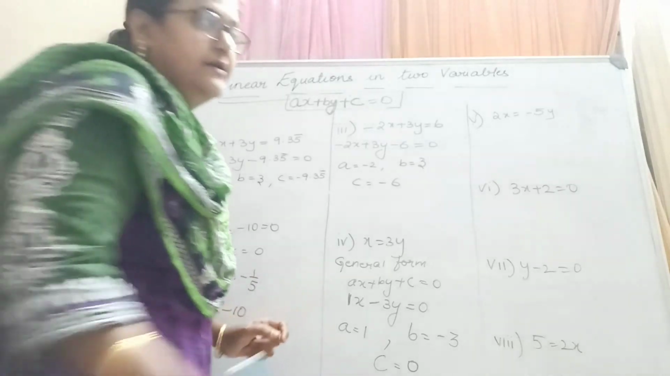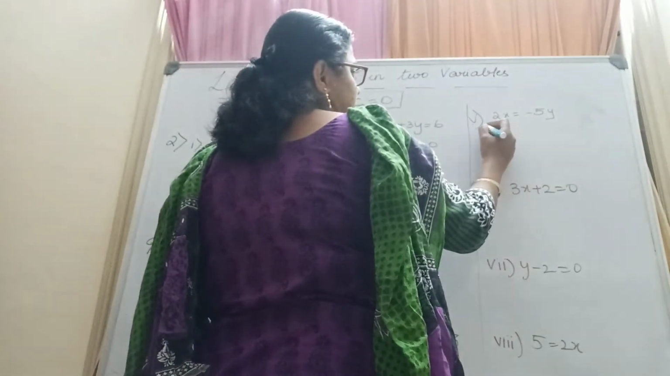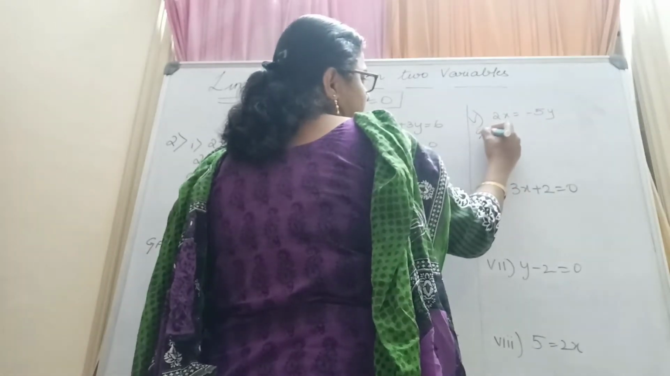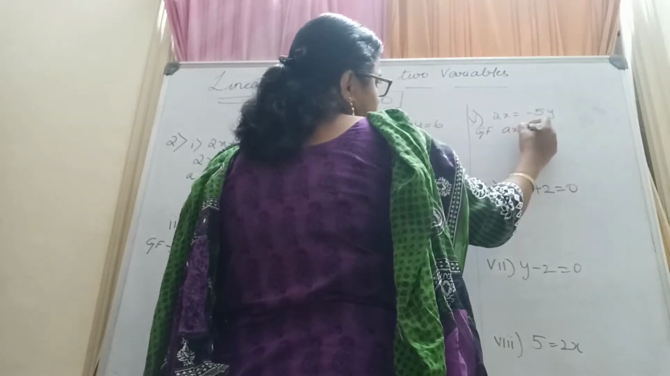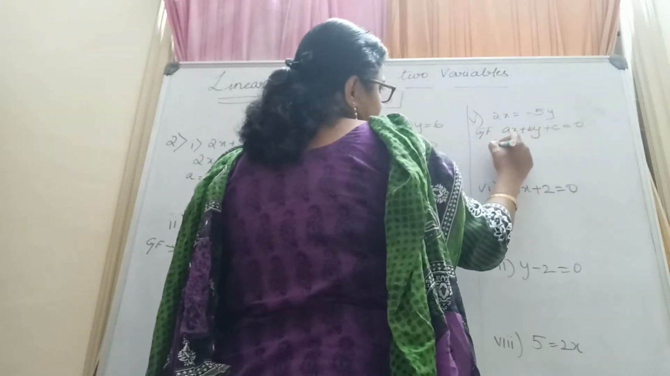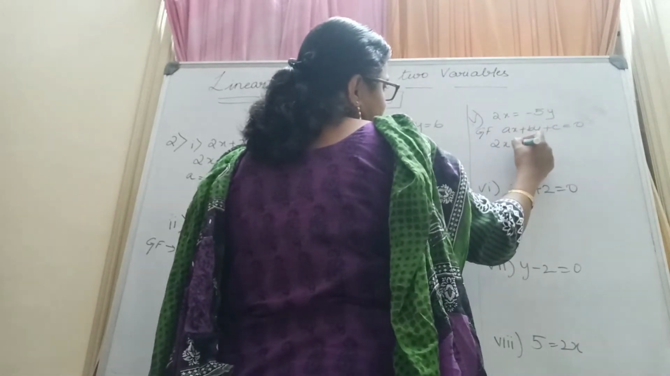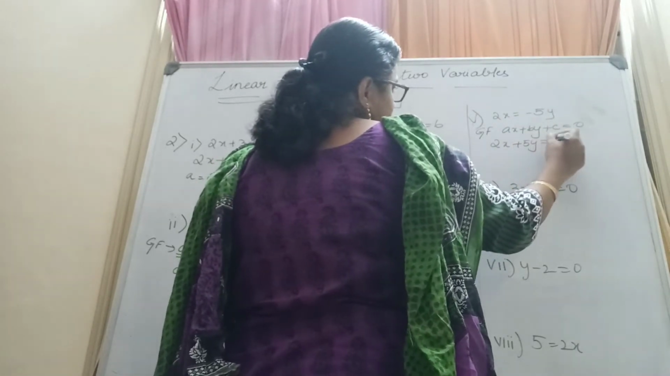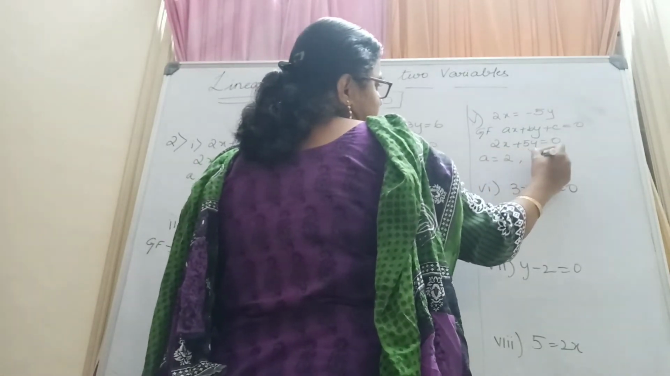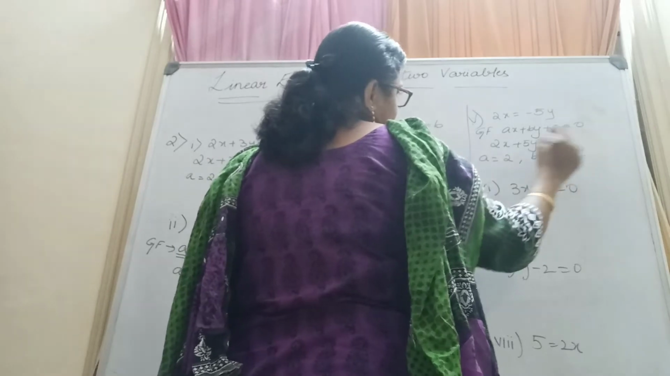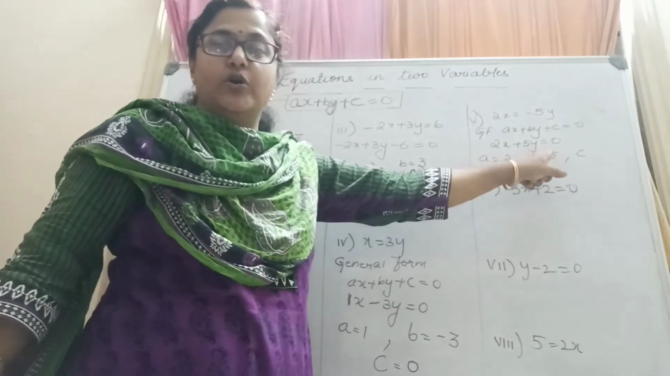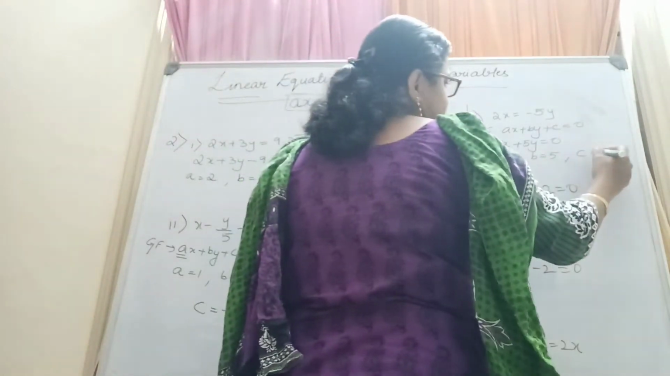Is it clear, children? Now, the same way we will transpose this 5y to this side to bring it to the form of ax plus by plus c is equal to 0. So you get 2x minus 5y, that is, 5y will become plus 5y, is equal to 0. Here a is 2, b is 5. Again in this question we don't have the constant term. So c is 0.